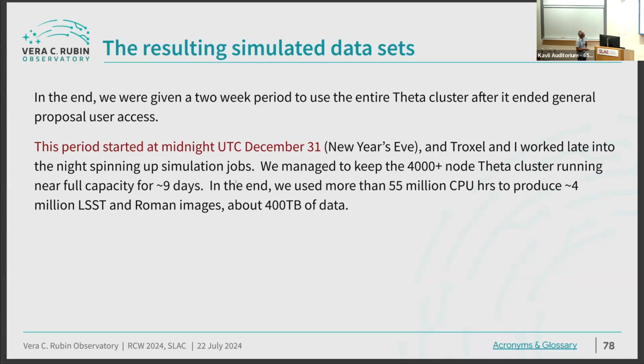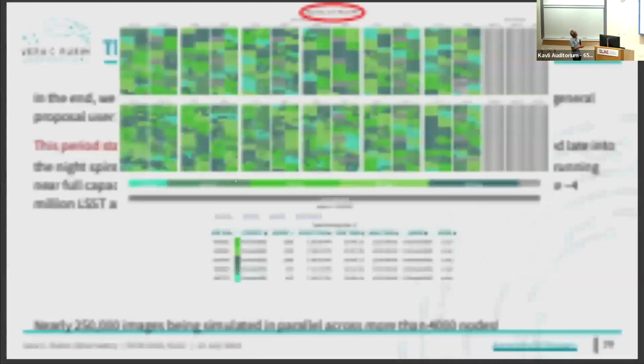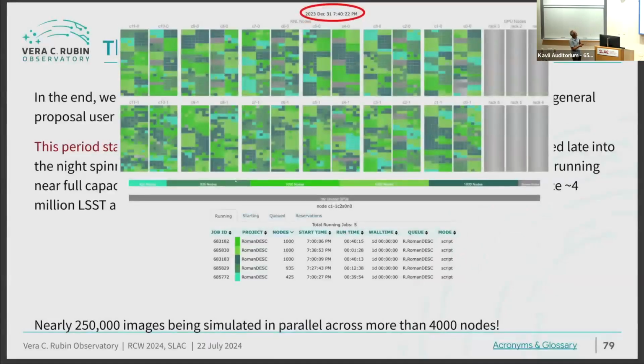And in the end, we used about 55 million CPU hours to produce 4 million LSST and Roman images, or about 400 terabytes of data. And here's just a quick display of the status of the cluster a couple hours after it became available. And we had managed to get all, over 4,000 nodes running and generating nearly 250,000 images simultaneously. And we maintained that for the next 9 days.